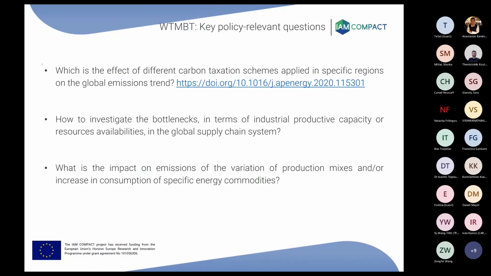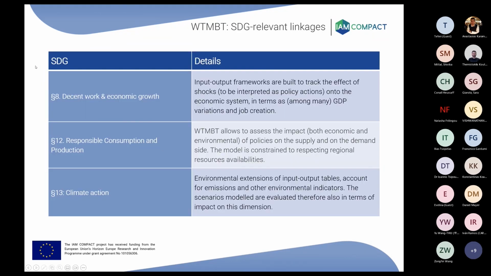So this is focused on international trade analysis and can investigate the bottlenecks in terms of industrial production capacity or resource availability in the global supply chain system. Or, for example, as I said, it can investigate the impact of emissions on the change of production mix, and test what would be the effect if some change in final demand occurs in future years. These are kind of broad questions that this model may be able to answer.